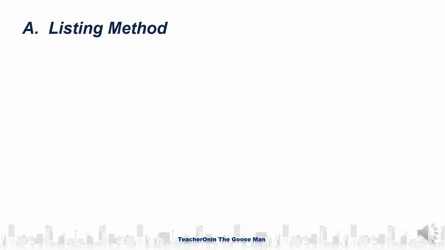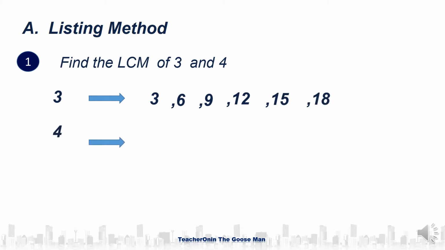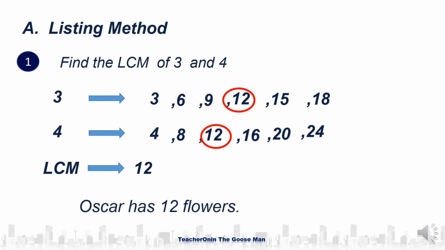Say, for instance, find the LCM of 3 and 4. So I would like to list down some multiples of 3. I have the following numbers: 3, 6, 9, 12, 15, and 18. While for 4, I have the following numbers: 4, 8, 12, 16, 20, and 24. And take note of the least, or the smallest multiple. So I'll encircle the smallest, which is actually 12. Therefore, the least common multiple of 3 and 4 is 12.